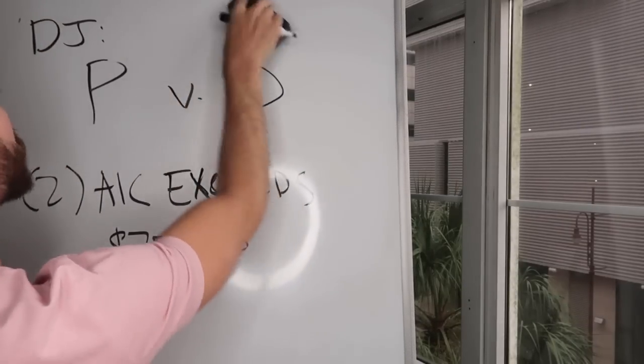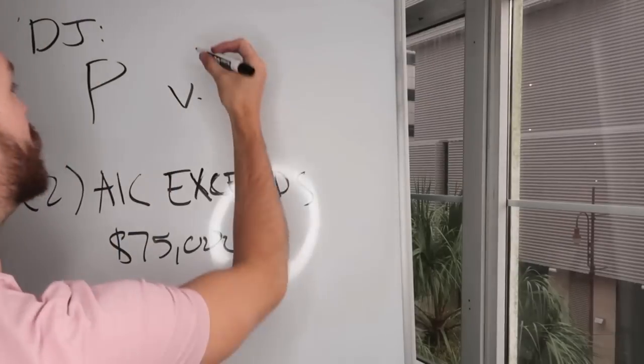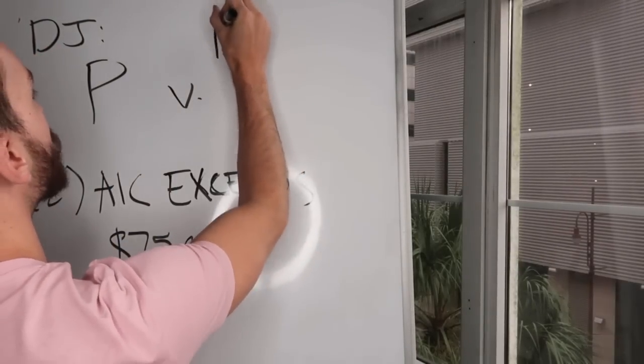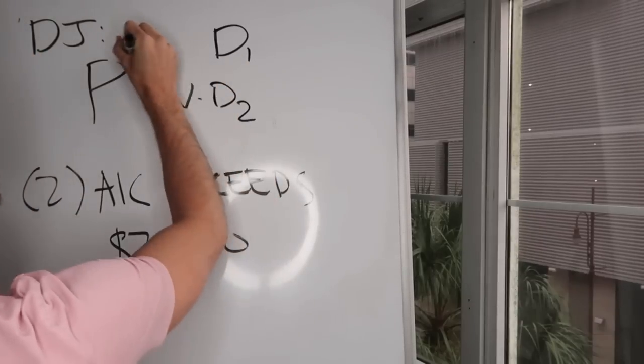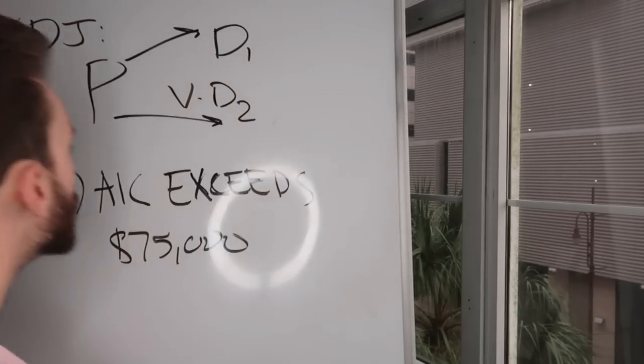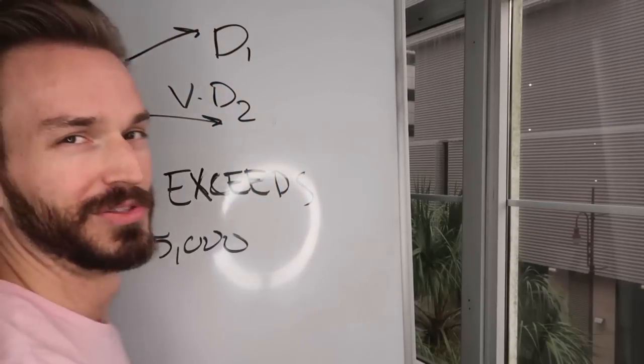Say that you have a plaintiff suing two defendants on two different claims. So you have defendant 1 and defendant 2, and plaintiff is firing off claims separately against both of these.